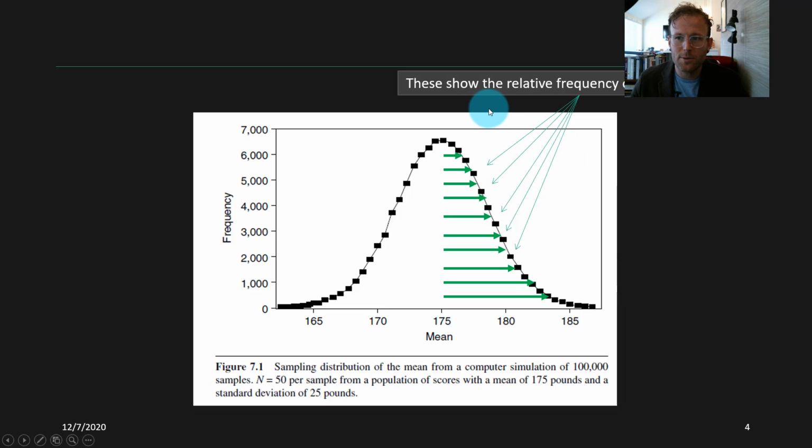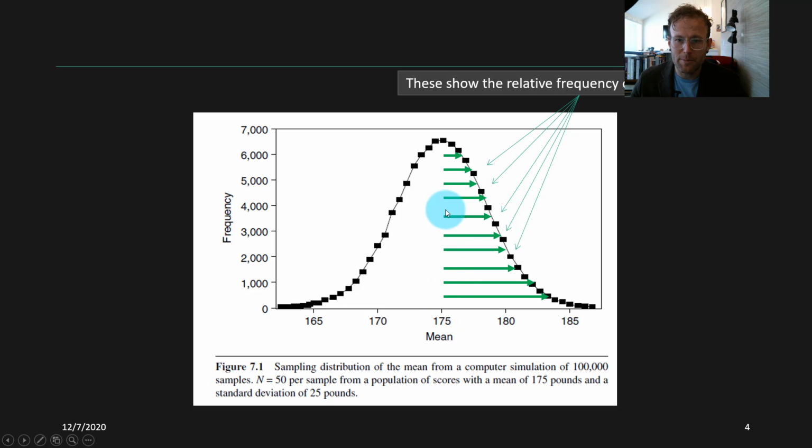So if we want to look at the distribution of sample means, then we might end up with something that looks kind of like this. So these are some data that were sampled with an n of 50, and this is some simulated weight data. So these were individuals who had a mean weight of 75 pounds and a standard deviation of 25 pounds. But now, rather than looking at the distribution of individuals, we are looking at the distribution of sample means.